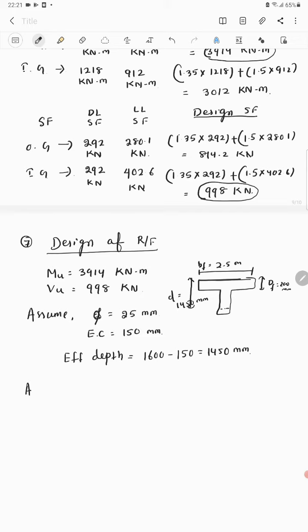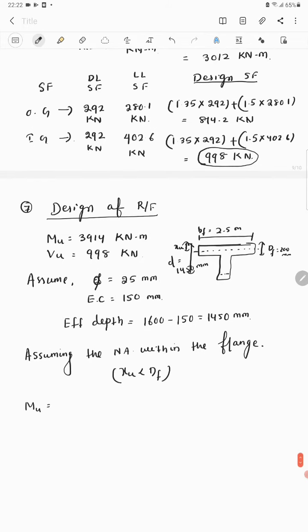So while designing a T beam, first you have to assume the position of the neutral axis. So first you'll assume that the neutral axis is within the flange, that is Xu is less than Df. Initially it is here, this is your Xu. If this is the case, now this flanged beam can be designed as a rectangular beam. So this is 0.36 fck Bf Xu into (d minus 0.42 Xu).